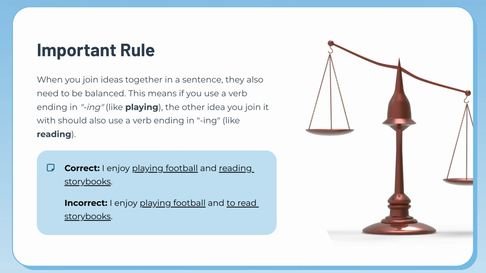Here's a very important rule when using conjunctions. Balance your ideas. When you join two parts of a sentence, the forms should match. For example, if one part uses a verb ending in ing, the other should too. Correct: I enjoy playing football and reading storybooks. Incorrect: I enjoy playing football and to read storybooks.